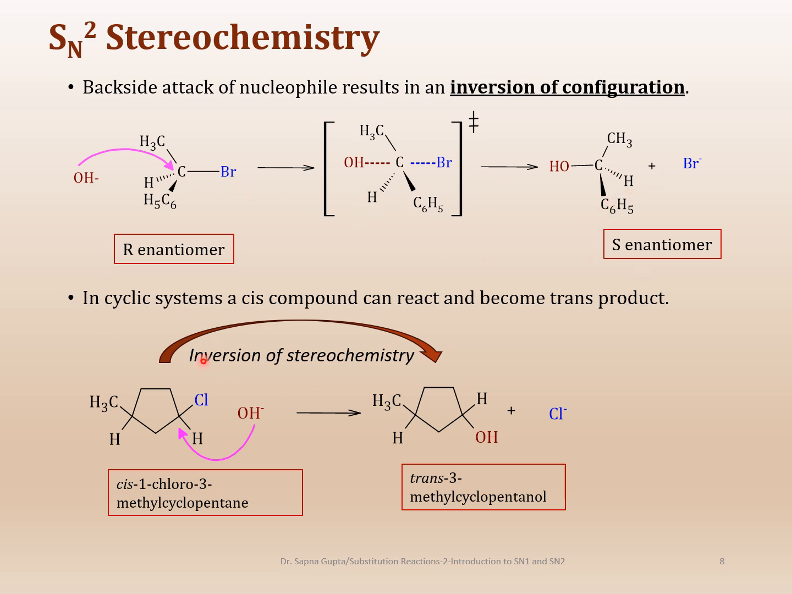So in cyclic systems, it's a little bit easier to see because here you can see this is cis, right? The hydrogens are on the same side. And then when you add the nucleophile, it's going to come from the less sterically hindered side, so from the hydrogen side, from the back side, and that's where it's going to attach. So now you can see the hydrogens are on the opposite side. So from cis, you end up getting trans as a product.